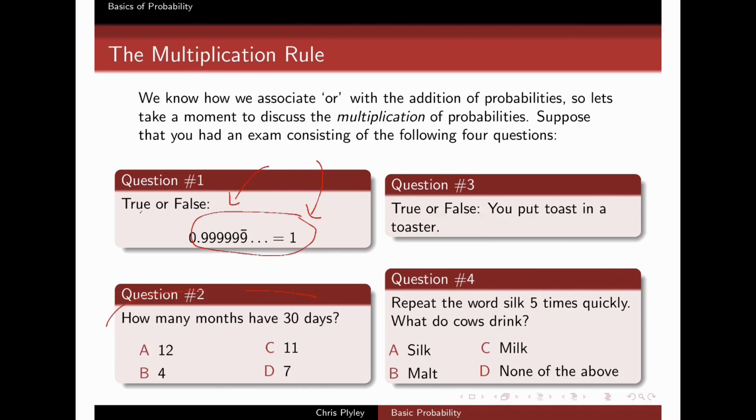Question 2, how many months have 30 days? 12 months, 4 months, 11 or 7. Question 3, true or false, you put toast in a toaster. And question 4, repeat the word silk 5 times quickly. Silk, silk, silk, silk, silk. And then quickly tell me what cows drink. Finish this quiz, write down your answers, and we'll take it up in 1 second.